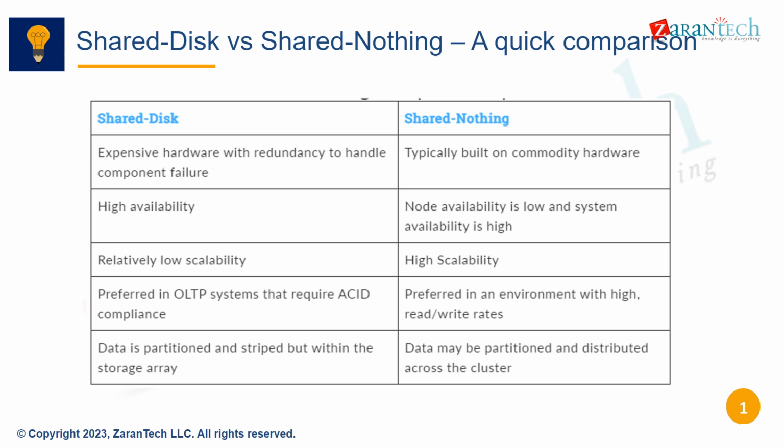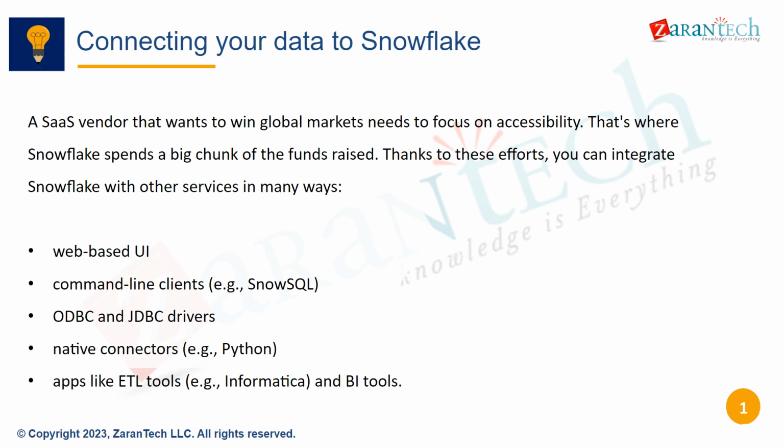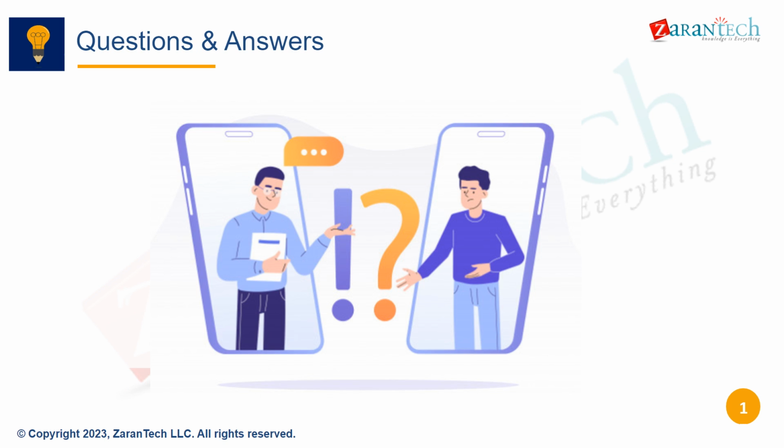This slide summarizes the comparison between shared disk and shared nothing architectures and how Snowflake gets the best of both. Snowflake provides many options to bring data into its architecture through loading and integration. These include user interfaces, command line tools, drivers, connectors and third-party ETL or BI tools. The focus on accessibility helps Snowflake be widely adopted across organizations and teams. That covers a high-level overview of Snowflake's unique and powerful architecture.